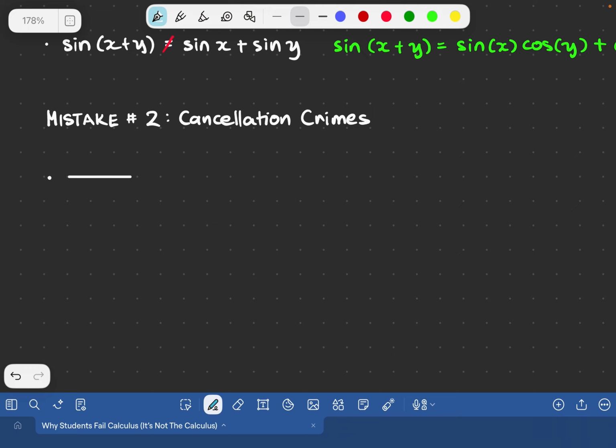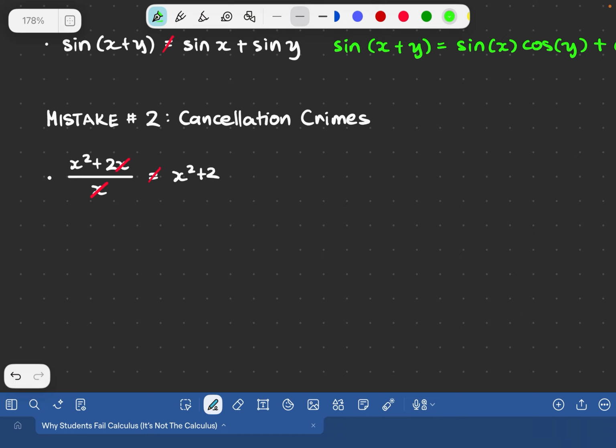Say we have x squared plus 2x over x. A common mistake here of the student is to cancel this and this, since in the numerator and in the denominator we see an x. This will yield an answer of x squared plus 2. But again, this one is wrong.